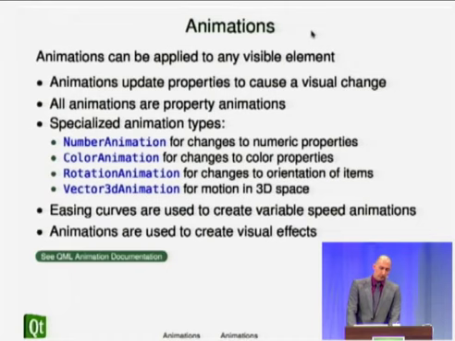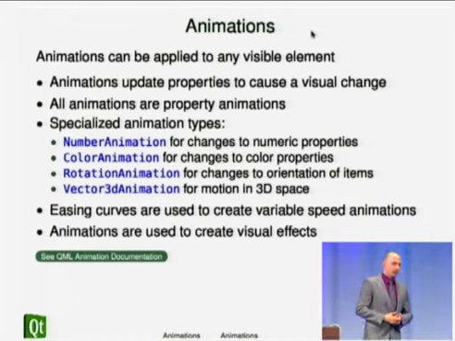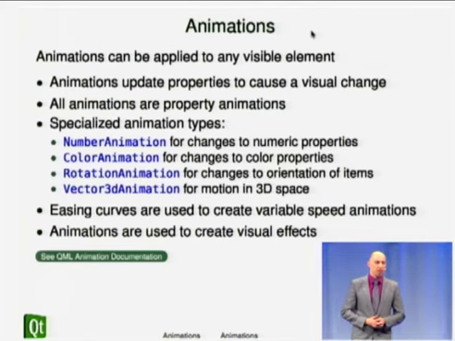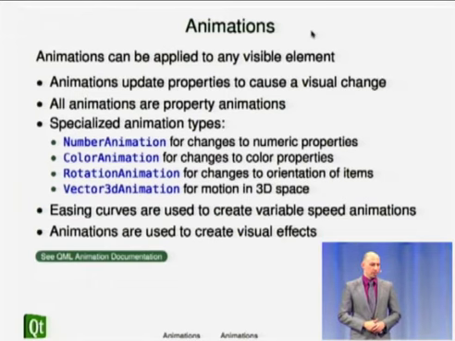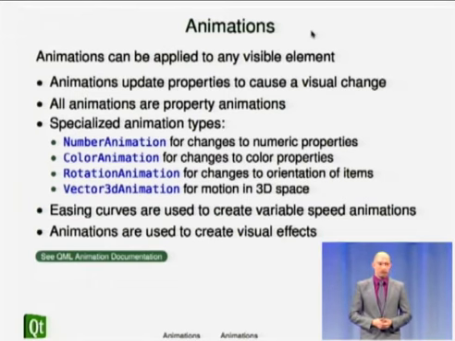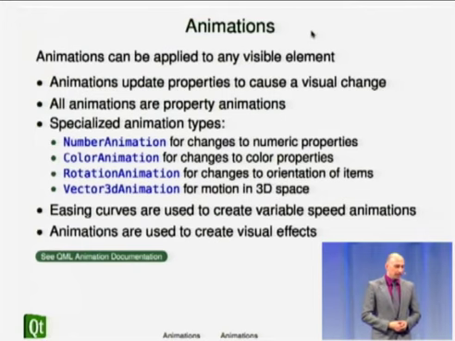All right, so an animation as such can be applied to anything that is visible. What is an animation? Well, it's an update of a property which generally causes a kind of visual change. So you change some aspect of the item. So that's why all animations in this world are property animations. There are some specialized ones which give you some convenience for dealing with certain types, namely numbers, colors, and rotations. We'll see why rotation is different a bit later on.